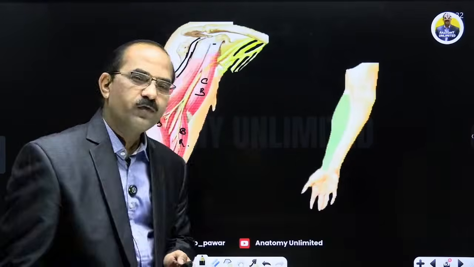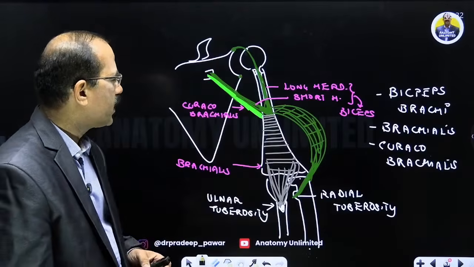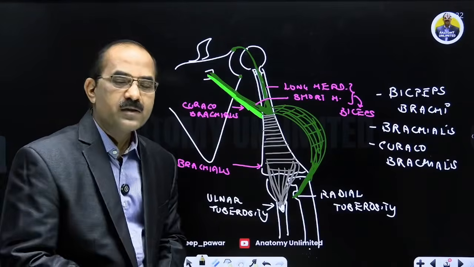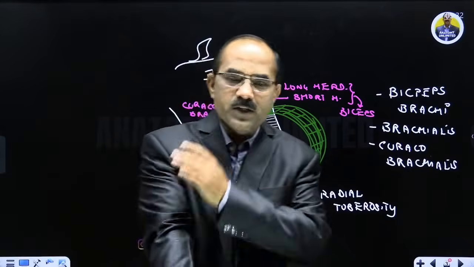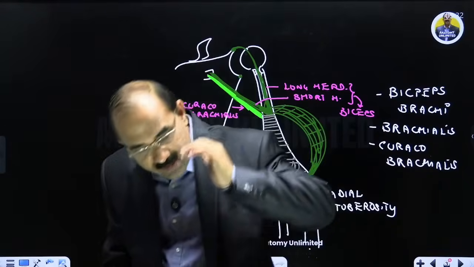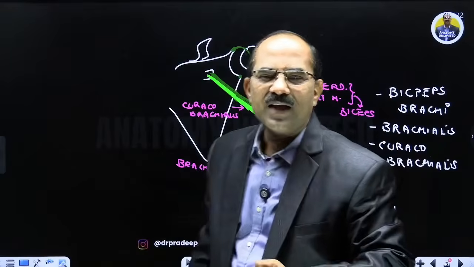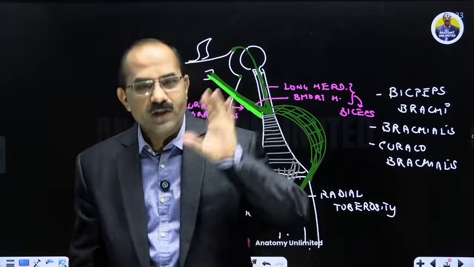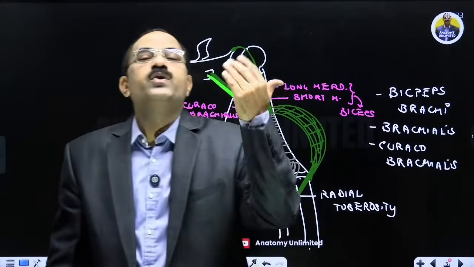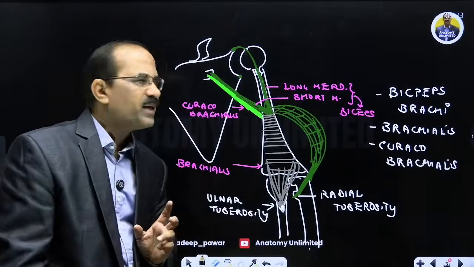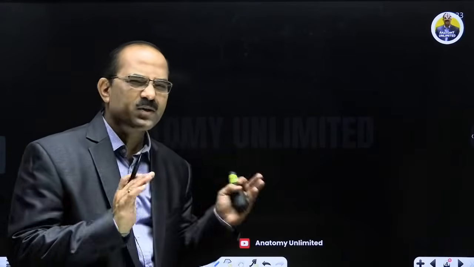Now coming to the nerve of this compartment. Which is the nerve of this compartment? This nerve supplies these muscles, and it itself becomes cutaneous. The musculocutaneous nerve. So the nerve supplies the muscles and itself becomes cutaneous. That's the musculocutaneous nerve. Children, can anyone tell me something about the musculocutaneous nerve?